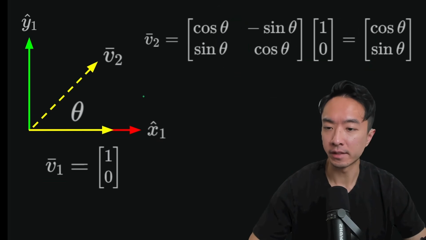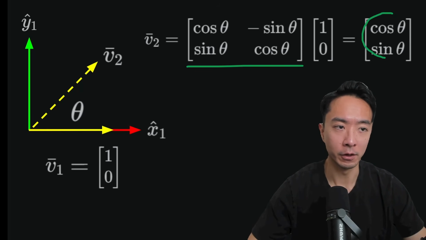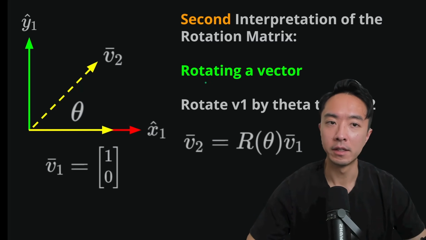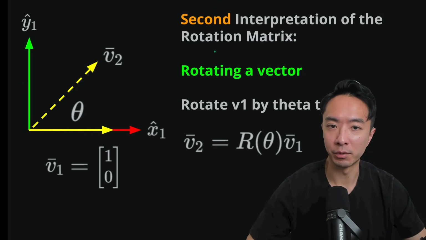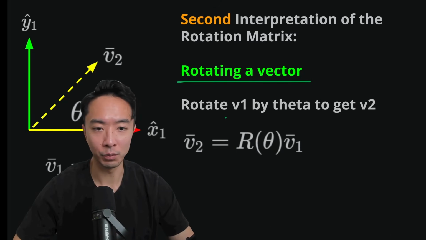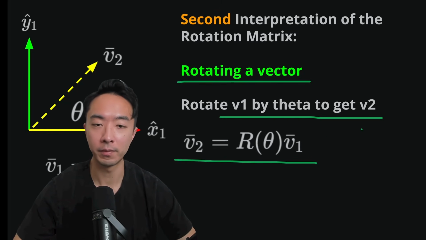Now to complete this example, you could see we've used actual numbers here. This was the rotation matrix that we've derived. And if we were to multiply it out, our final vector is going to be cosine theta, sine theta, which agrees with what we got previously. So the second interpretation of the rotation matrix, what we saw right now, is rotating a vector. So when you rotate v1 by theta to get v2, this is the equation that you get. So that's our second interpretation.